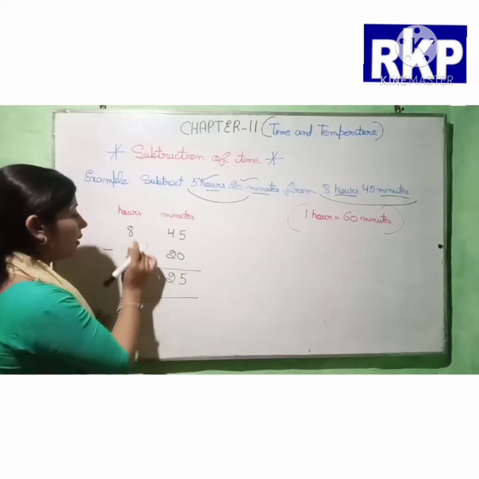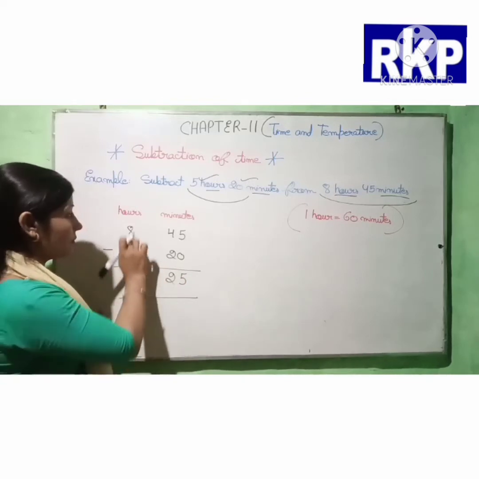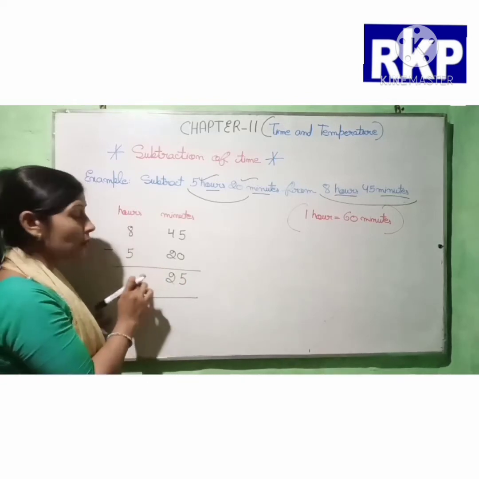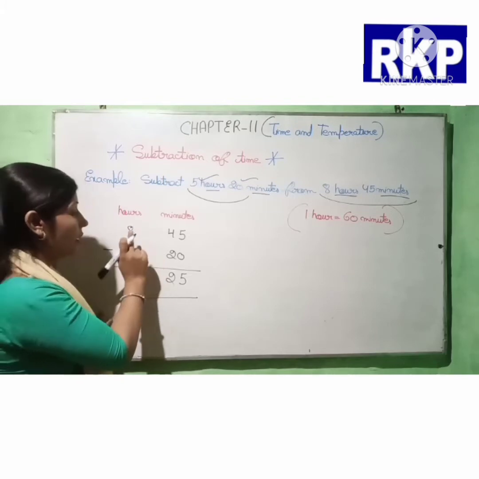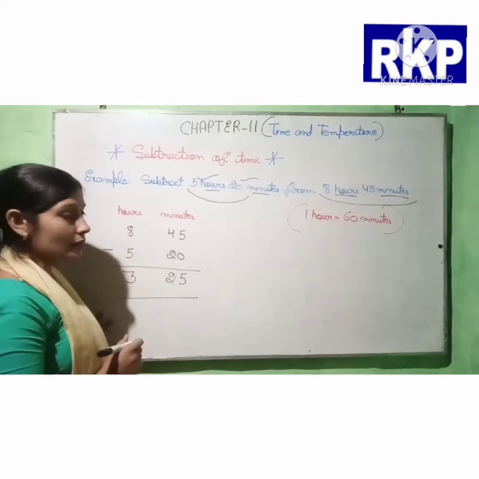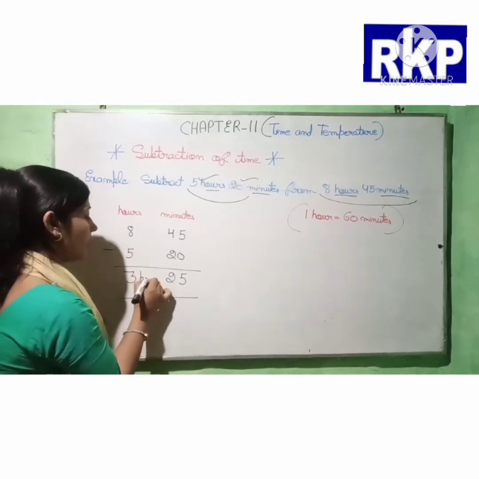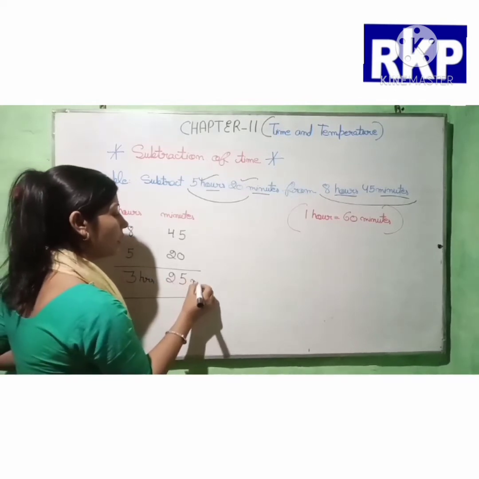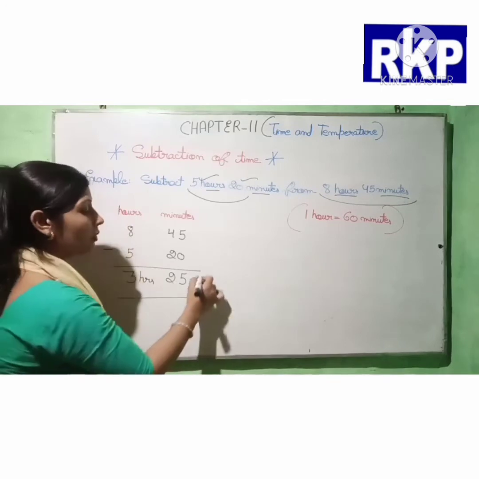Okay. And now we have to subtract hours. We have to subtract 5 from 8. 8 minus 5 will give us 3. So what is the answer? Yes, 3 hours and 25 minutes will be our answer.